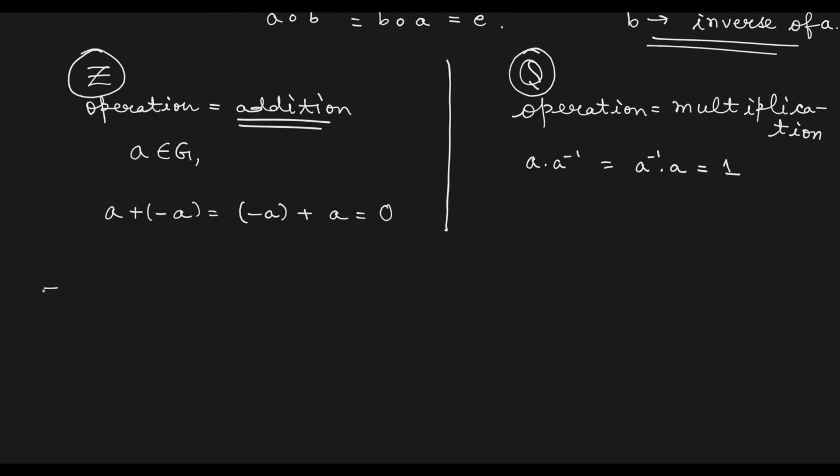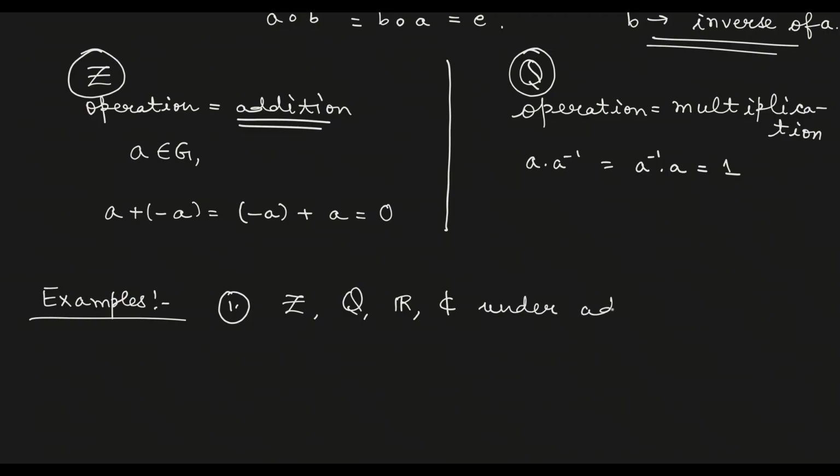Now let us see some examples of group. First, integers, rationals, real numbers, complex numbers under addition forms a group. Now if I am saying that this is under addition, this means that I am talking about usual addition, because we will also study matrix addition, polynomial addition, addition modulo n. So this is usual addition.